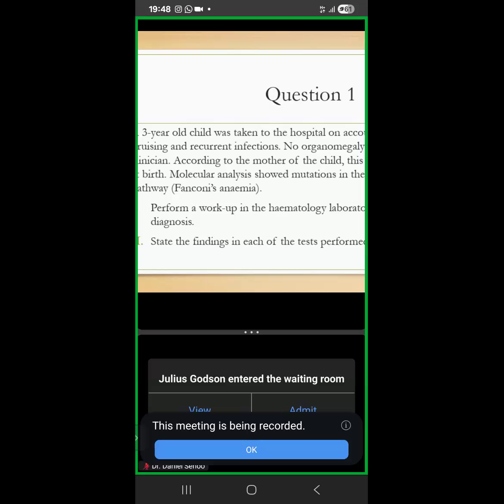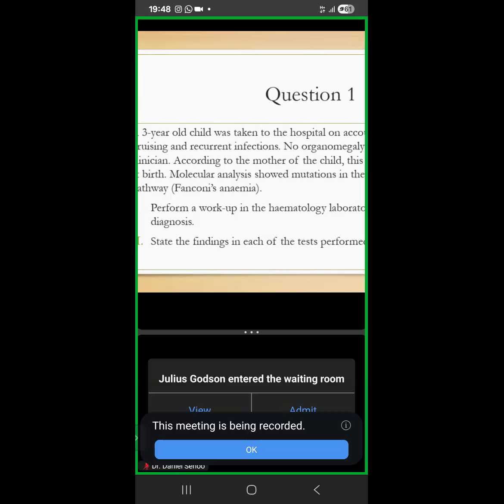And so I have cooked this story so that we bring on board our knowledge in medical science and see how we can use it to make a diagnosis in our hematology laboratory. So this is the first question I want us to look at.